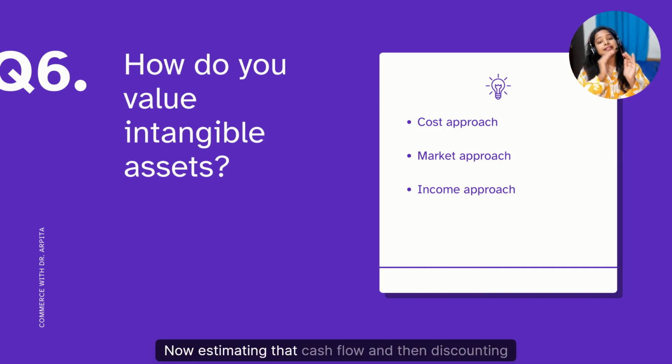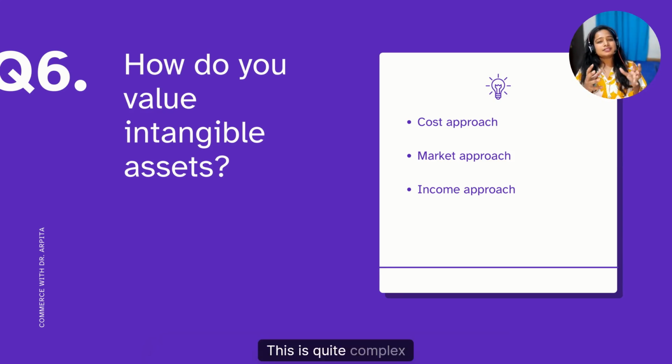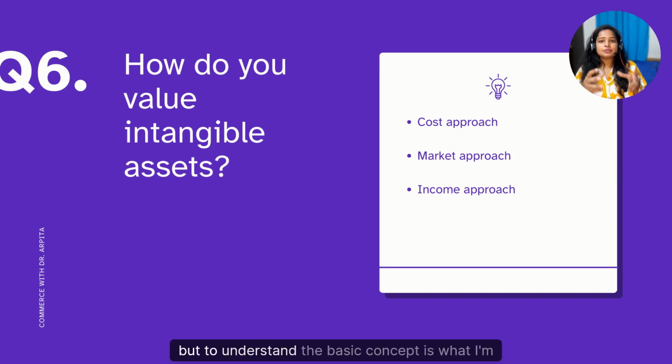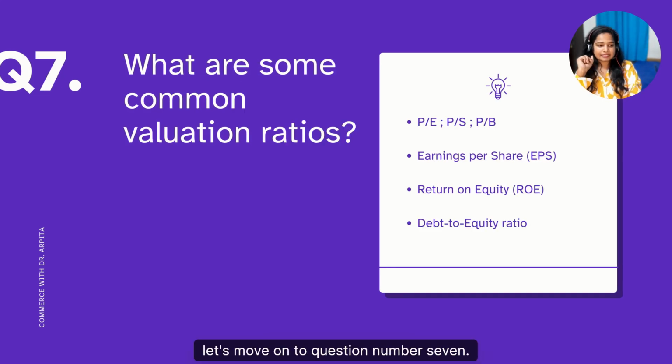Now, estimating that cash flow and then discounting it back to its present value is the process of the income approach. This is quite complex to calculate, but understanding the basic concept is what I'm trying to deliver here. So, let's move on to question number 7.